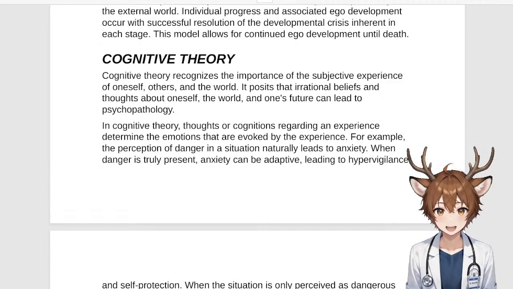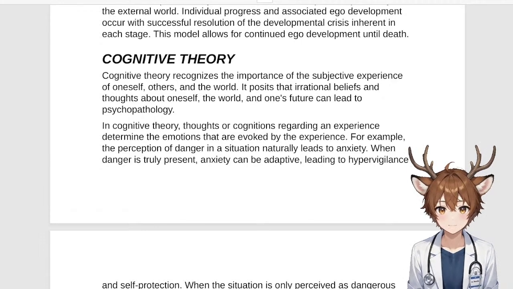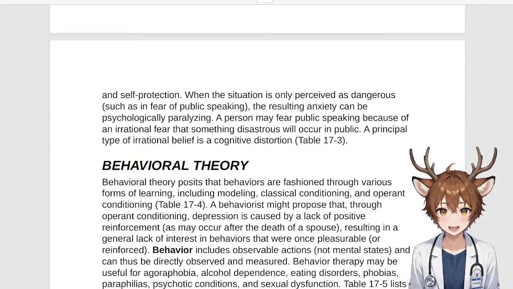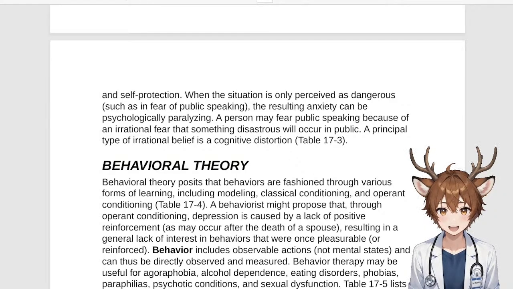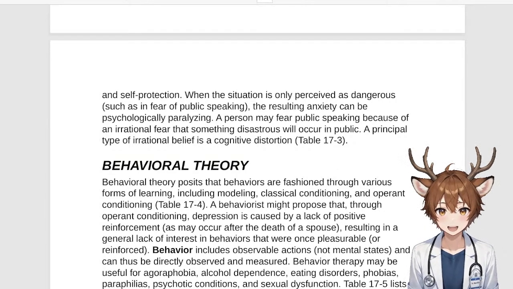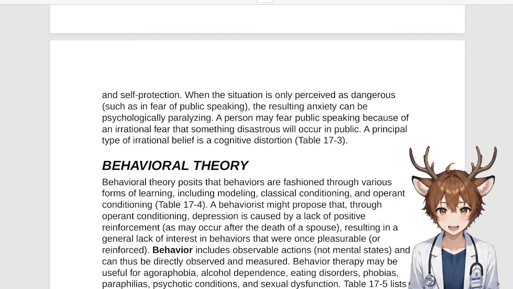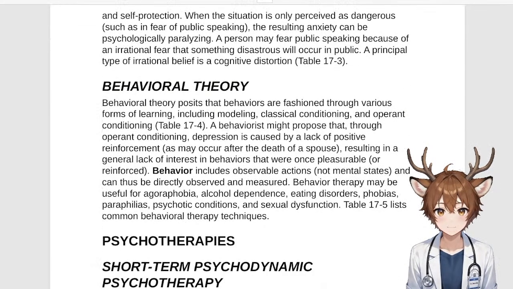When danger is truly present, anxiety can be adaptive, leading to hypervigilance and self-protection. When the situation is only perceived as dangerous, such as in fear of public speaking, the resulting anxiety can be psychologically paralyzing, and therefore also, by the way, disorderly, maladaptive. A person may fear public speaking because of an irrational fear that something disastrous will occur in public. A principal type of irrational belief is a cognitive distortion. Again, that's going to be in Table 17.3 in that situation.